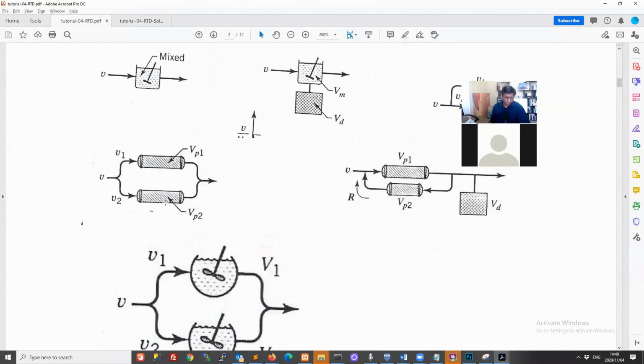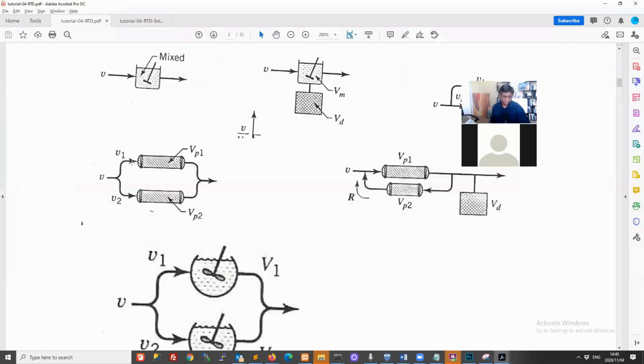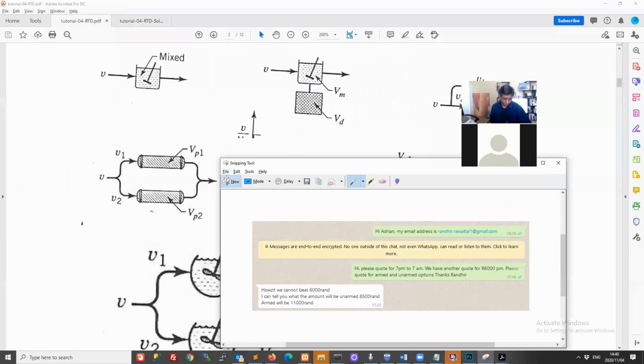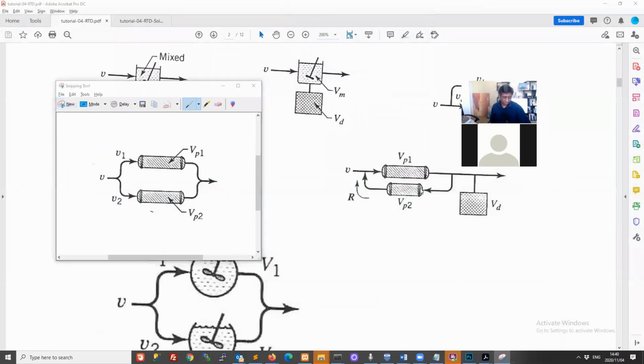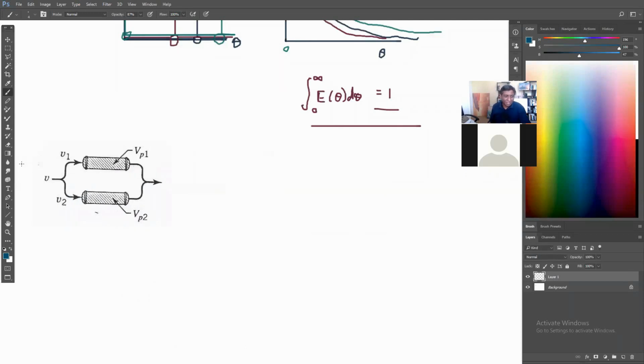Okay, so those are the cases. Now let's think about this case, two plug flow reactors in parallel. So let's draw it here. Let's copy it, right? Remember to edit that part where we are talking about the tree felling. And anyway, here we've got a stream, and here for some reason we are calling it V. This should be a Q, and then you've got a Q1 here and a Q2 here.